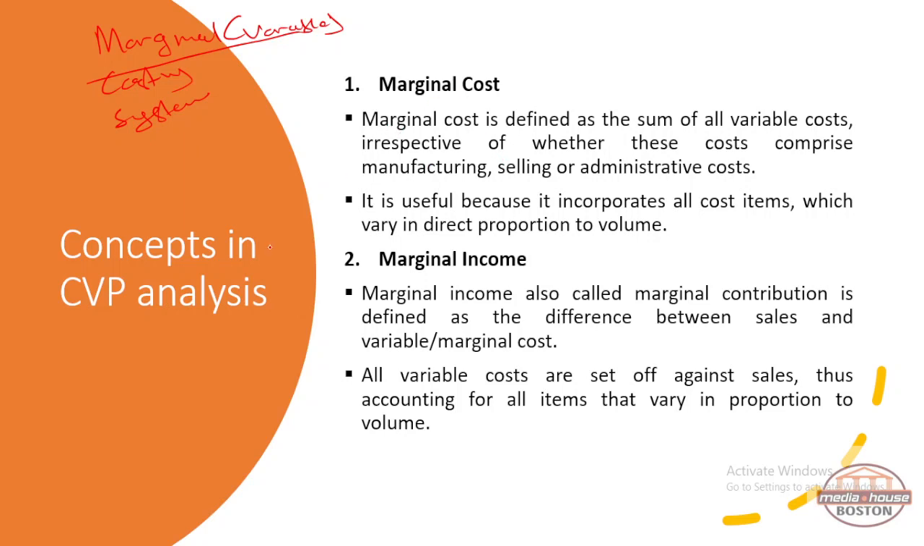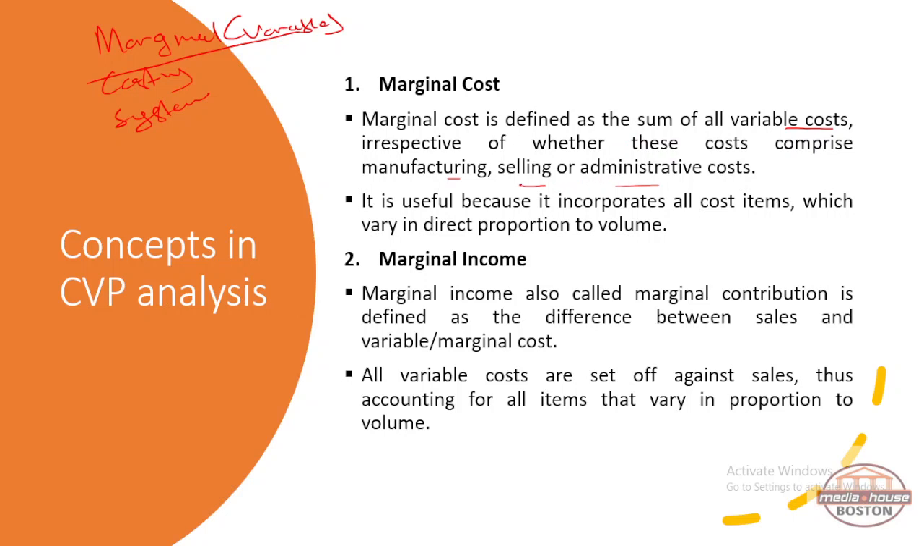So in terms of the concept of CVP analysis, first we're going to have marginal costing, which, as I've already indicated, is also variable. Here it says that marginal cost is defined as the sum of all your variable costs, irrespective of whether this cost comprises manufacturing, selling, and administrative cost. So these are all variable costs associated with producing the product and selling the product.